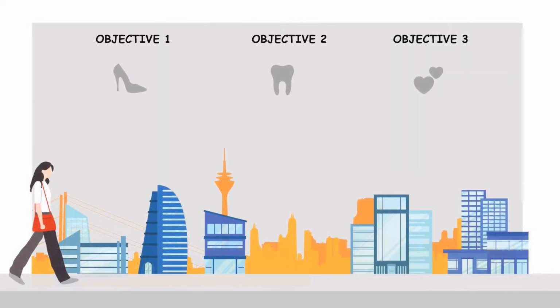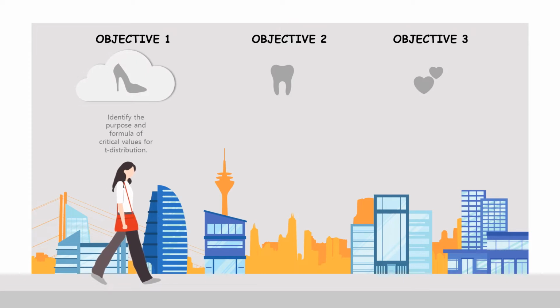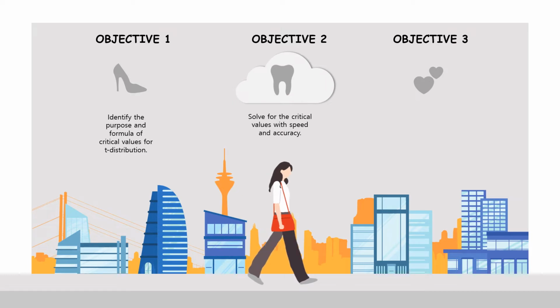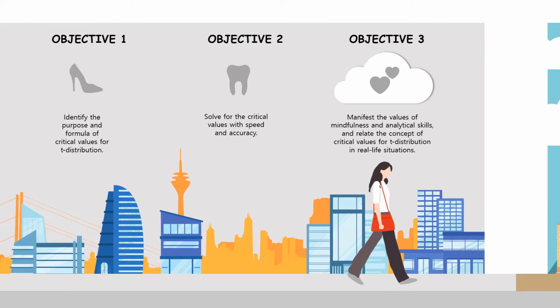At the end of this video, the viewers are hoped and expected to be able to identify the purpose and formula of critical values for tea distribution, solve for the critical value with speed and accuracy, manifest the values of mindfulness and analytical skills, and relate the concept of critical values for tea distribution in real-life situations.